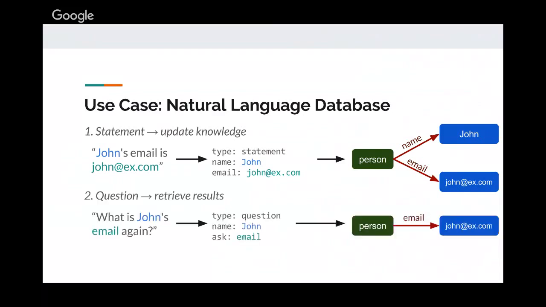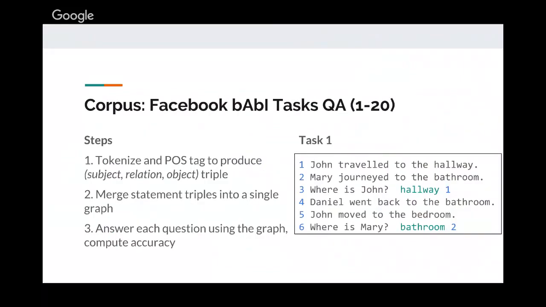And then the second part is, given a natural language question, we want to retrieve those results. So we ask a question, maybe, what is John's email again? A question with the name John. We ask about the email, and we want a pattern match on this internal representation and basically retrieve those results. And we get back john@example.com. So that's really the first milestone that we want to get into.